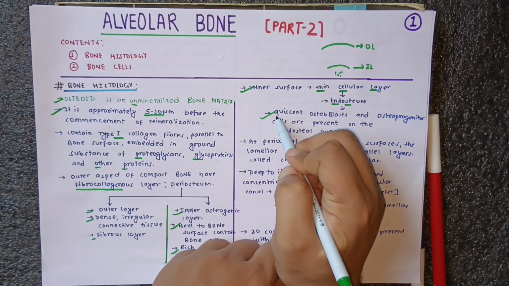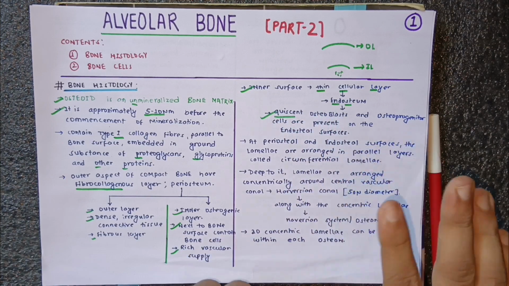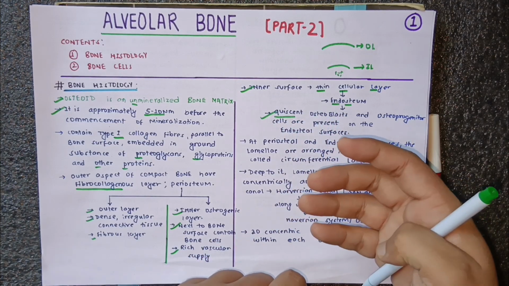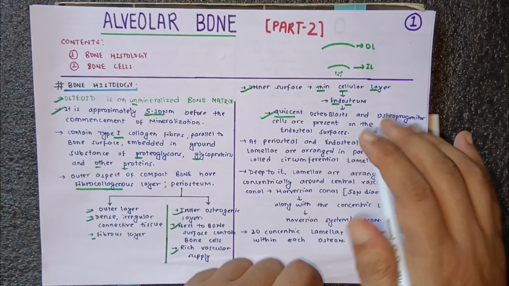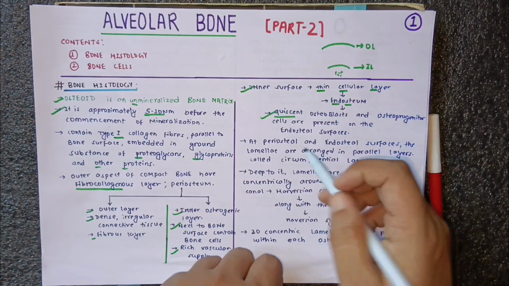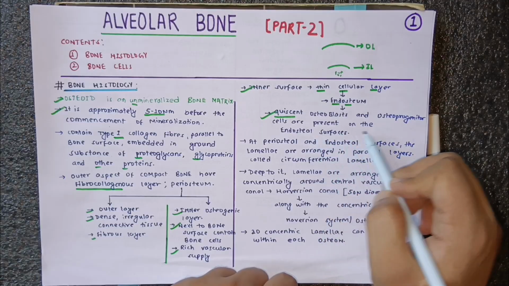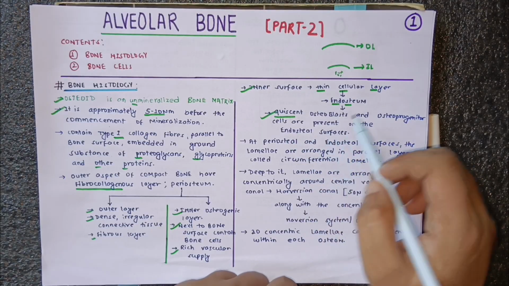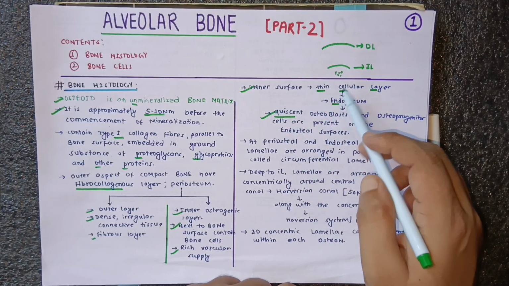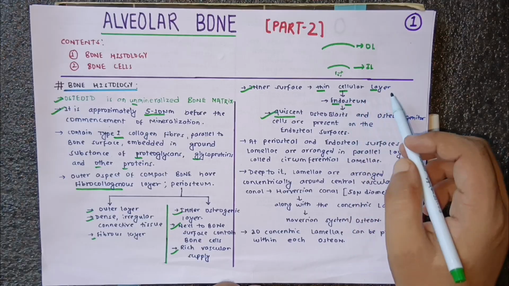Quiescent means it is not participating in cell division, so it is just in the phase of rest. So there are quiescent osteoblasts present there, and osteoprogenitor cells are present on the endosteal surface. On the inner surface we can see this type of cellular layer.